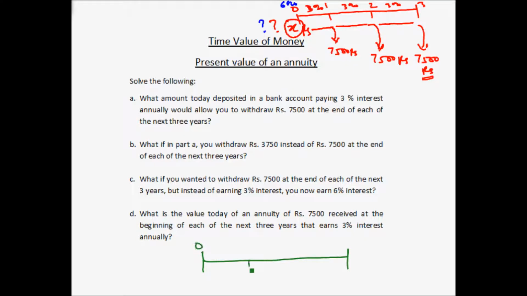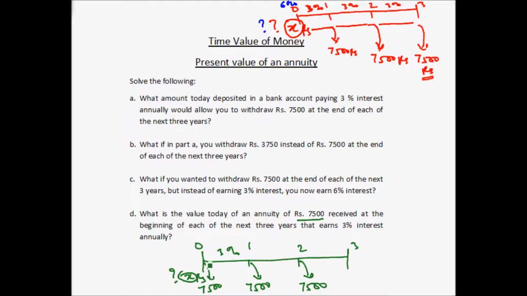So 0, 1, 2, 3. We are depositing X rupees at the beginning of the tenure. We are getting 3% interest per annum. Now, at the beginning of each of the years, we want to withdraw rupees 7500. So here we want to withdraw rupees 7500, then again here we want to withdraw rupees 7500, and then again here 7500. So what should be the amount X?